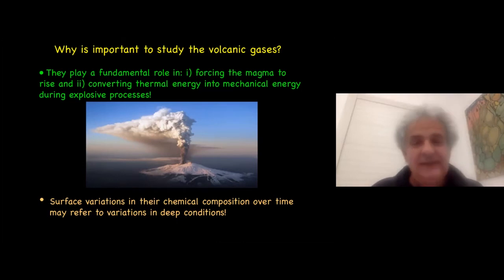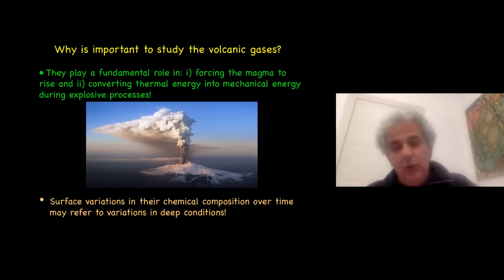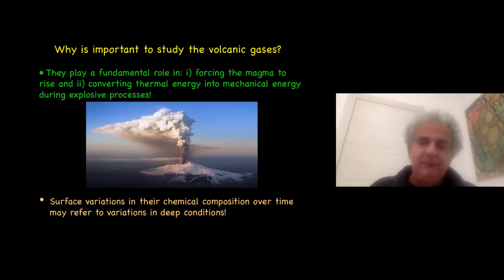The other point is that when we are studying volcanic gases, we also expect to have variations at the surface of these gases. This means that the chemical composition may vary over time due to the status of a certain volcano.